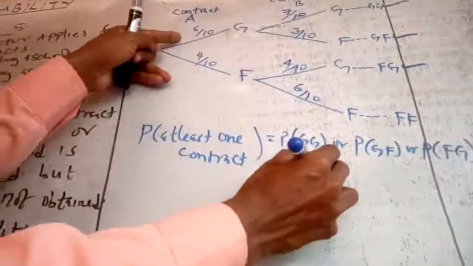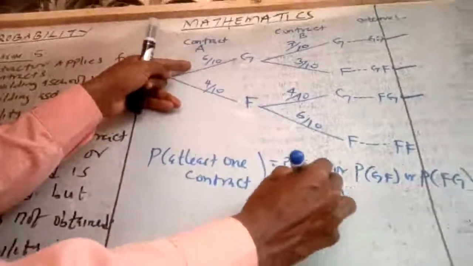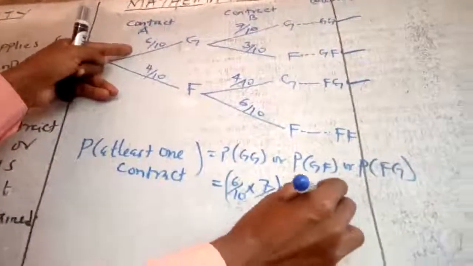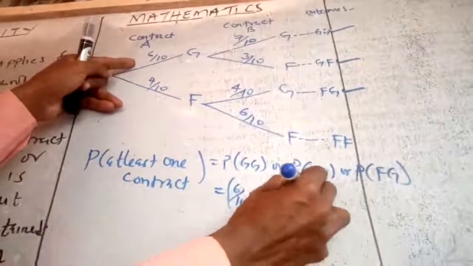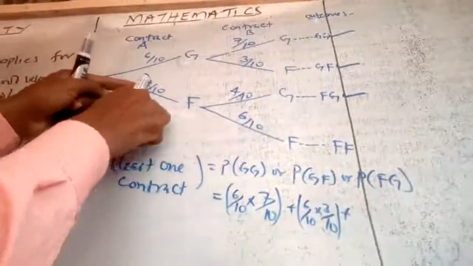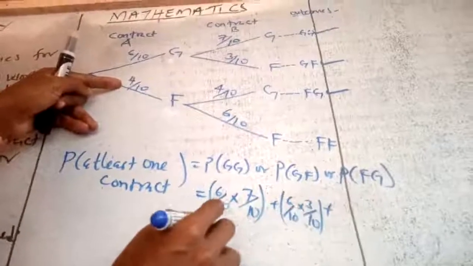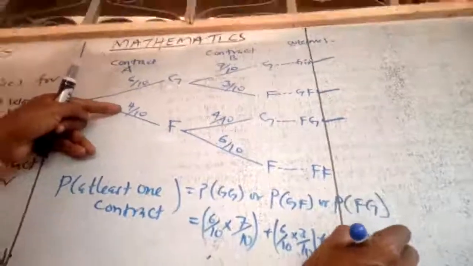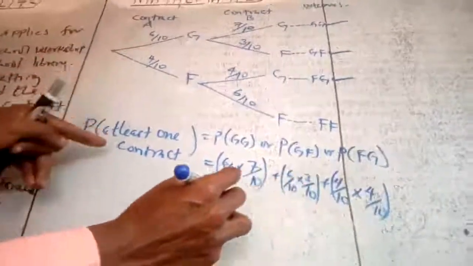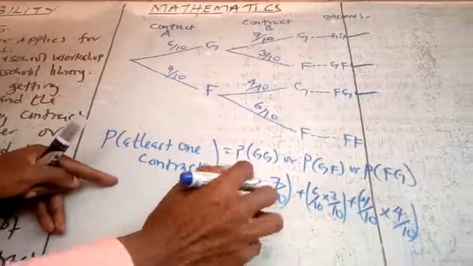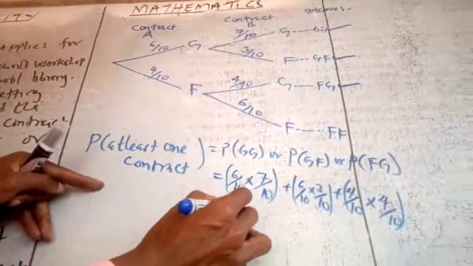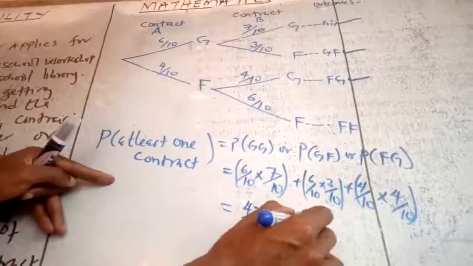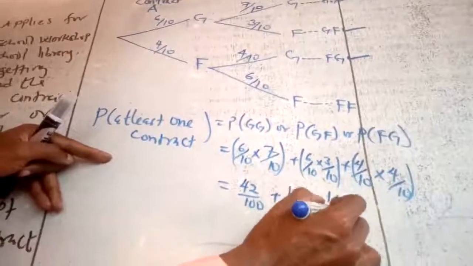And therefore, the probability of the first one should be 6 over 10, you multiply by 7 over 10, then you add the second one, 6 over 10, you multiply by 3 over 10. And lastly, you add 4 over 10, you multiply by 4 over 10. And therefore, these are the three possible outcomes. Therefore, this becomes 42 over 100. The second one is 18 over 100. And the third one, you will get 16 over 100.